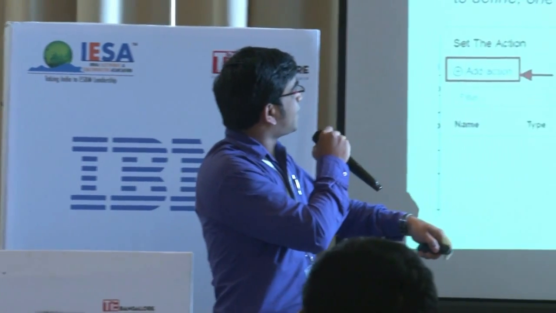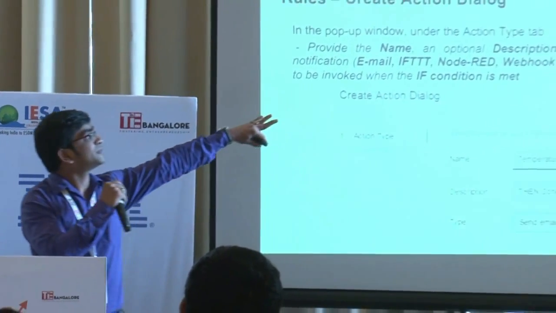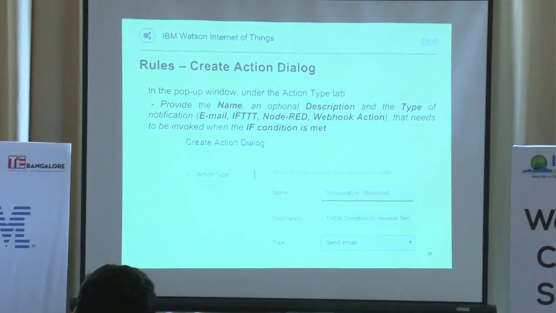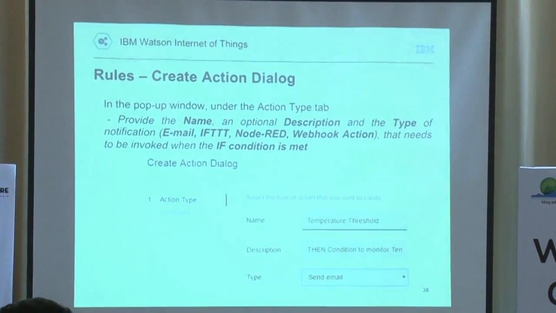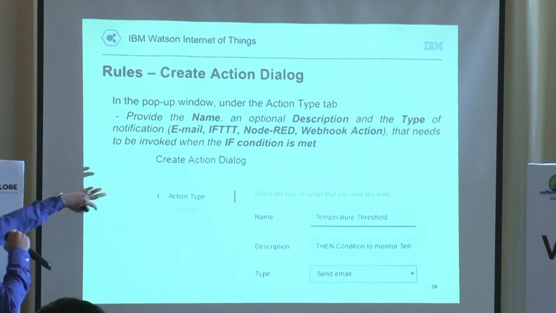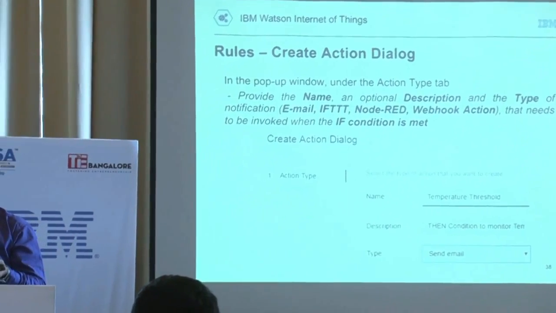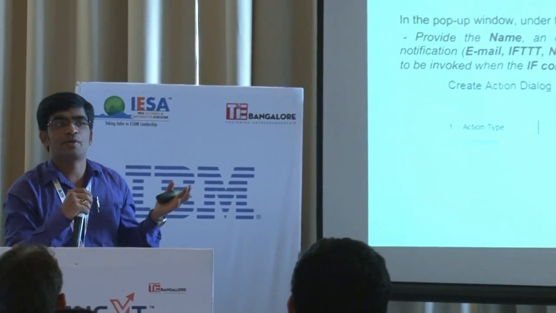Okay. So in the action tab, I'm going to pull an action. Then you have an action of 4 different types: email, IFTTT, Node-RED, and then the webhook action. IFTTT is another third-party open source product which says if this, then that, so that also provides you an option to get notifications. Similarly, the webhook action provides you an option to publish your post request.